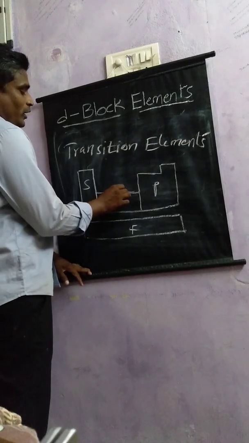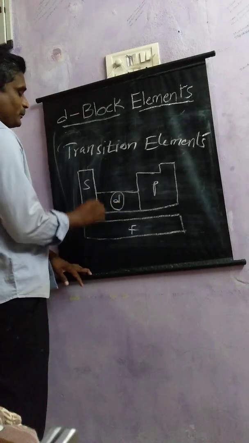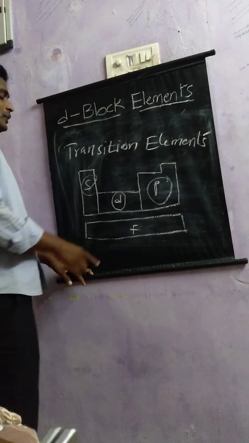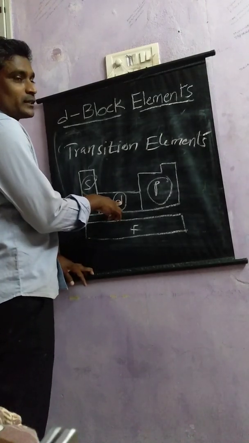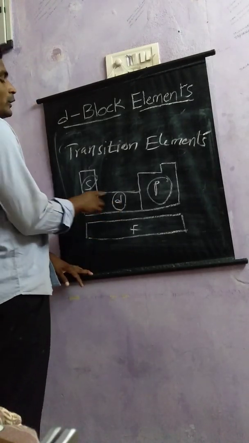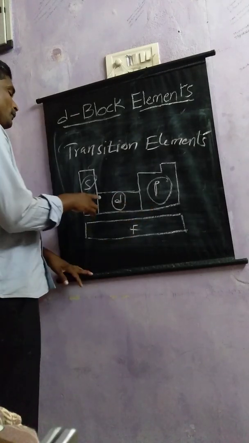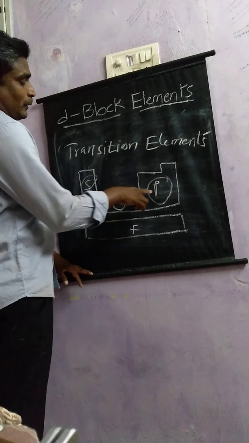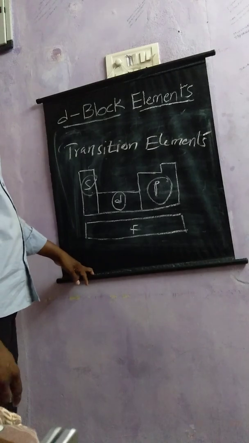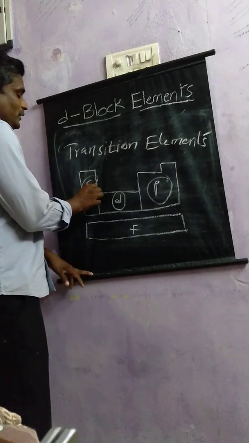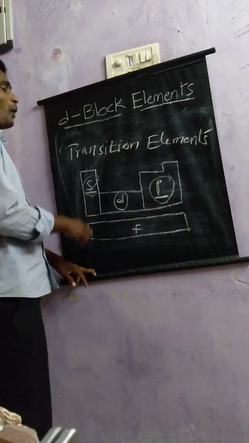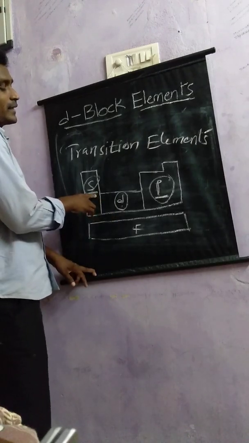See, D block elements are placed between S and P. Which means D block elements act as a bridge between S block and P block. So the properties of D block elements are in between S and P block elements. Once again I am repeating, the properties of D block elements are in between S and P.